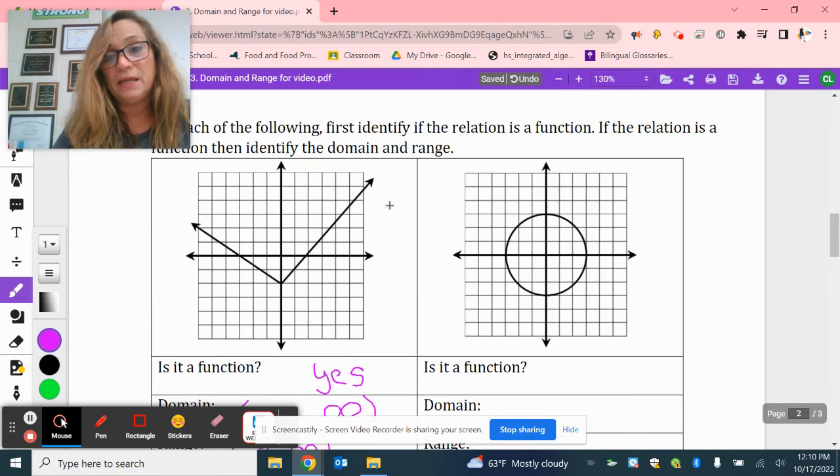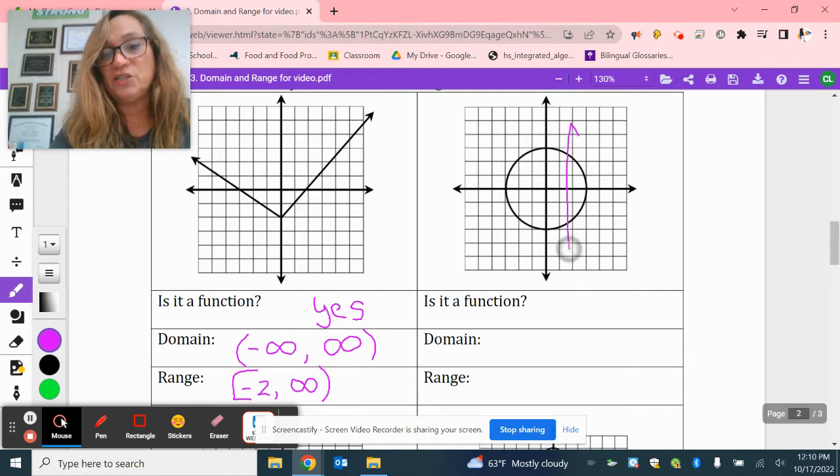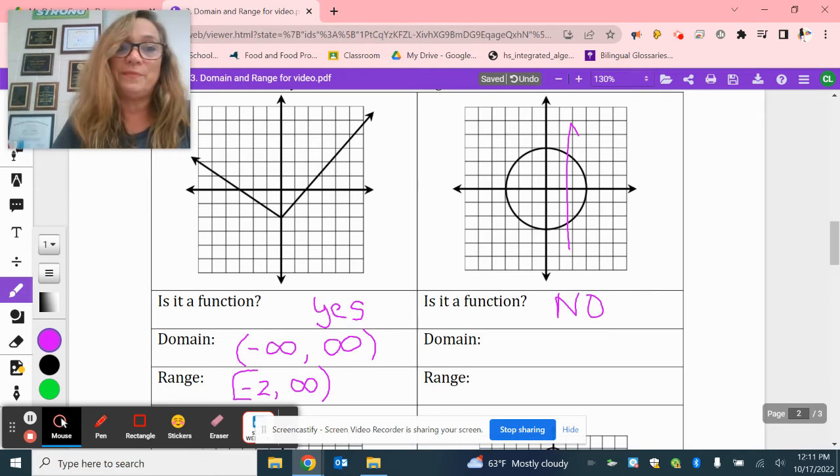All right. So if the relation is a function, then okay. So this is not a function because it doesn't pass the vertical line test. So all you have to do is say no, not a function, doesn't pass the vertical line test. So I'm not going to answer domain and range.